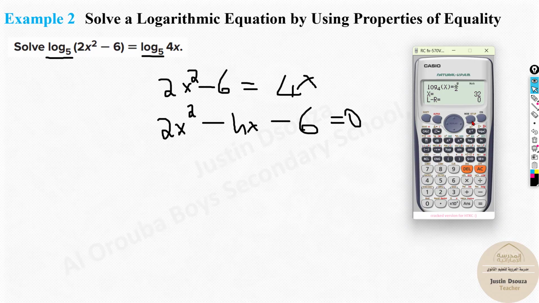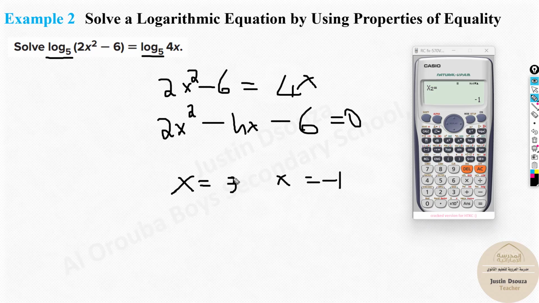What you need to do is press mode, 5 is for equation, and then press 3. See over here, only 3 is quadratic. Now press the coefficients. The x squared coefficient is 2. Then it is minus 4 here. And lastly, we have minus 6. And you can see the answer is 3 and minus 1. x is equal to 3, x is equal to minus 1.